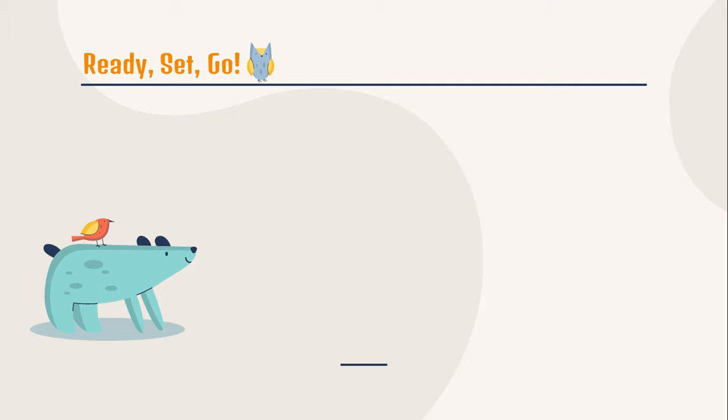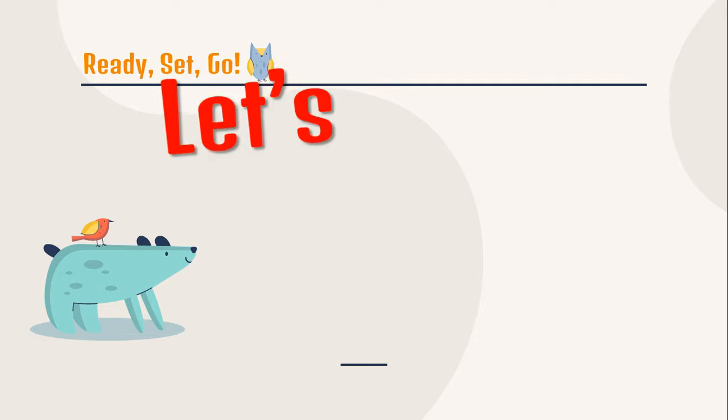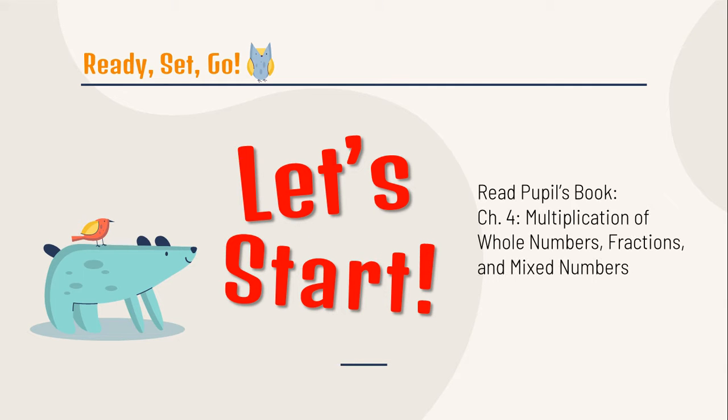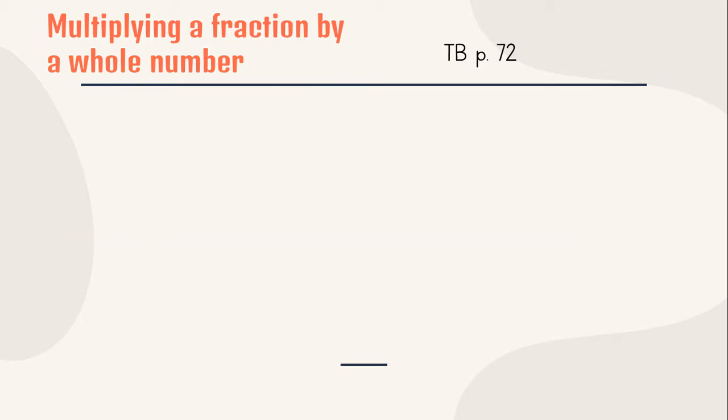Please get yourself ready by reading the book, chapter 4. In this meeting, we're going to learn about chapter 4, multiplication of whole numbers, fractions, and mixed numbers. So if you are still confused about fractions, it's better for you to read the chapter on fractions first, or you may open your previous grade books, which is primary 4, to see about fractions, okay?